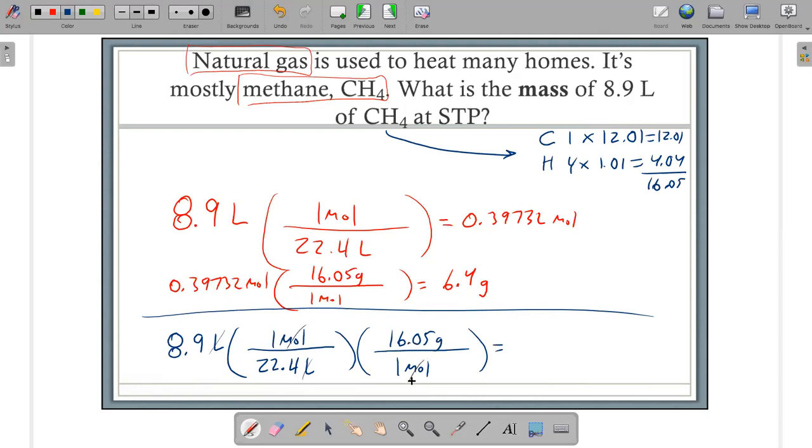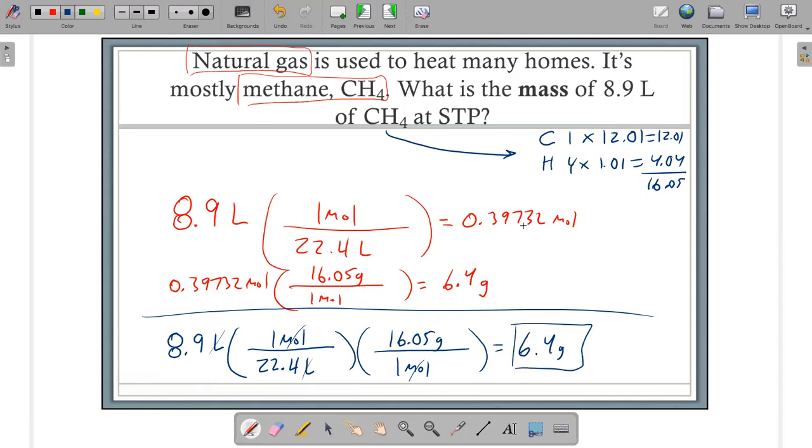But you can't convert directly from liters to grams. You should always convert to moles. So if you start with a volume that's for a gas at STP, you can use Avogadro's number to get from liters to moles. That's the 22.4 liters. And then once you convert to moles, then you can convert to the mass in grams. It should be exactly the same thing. Like I did the same thing. I kept the answer. So yeah, 6.4 grams.